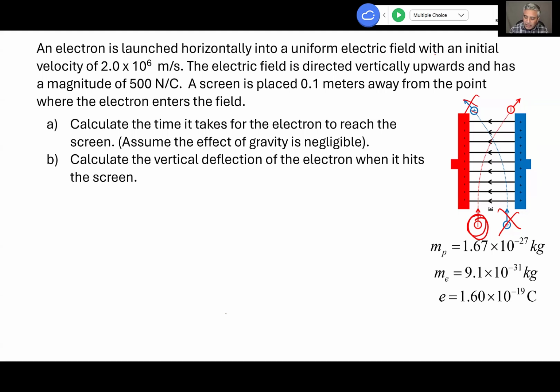Horizontally into a uniform electric field with an initial velocity. So let's say in that direction. So you are pushing in that direction. And let's say that is positive y and this is positive x, right? It's like a projectile problem.